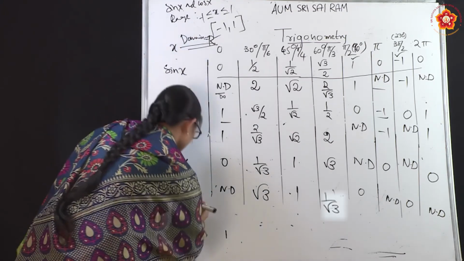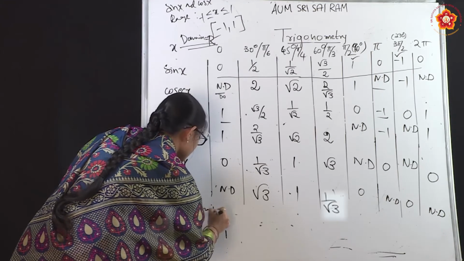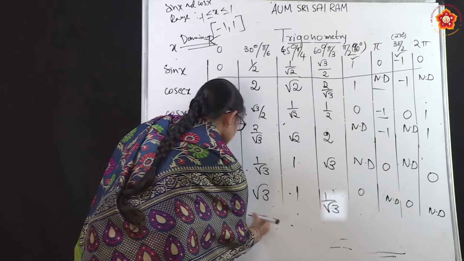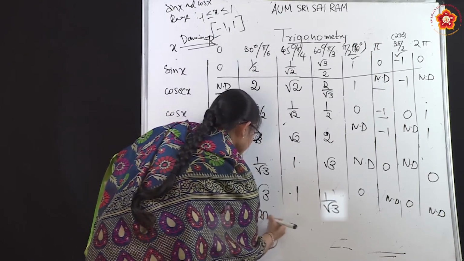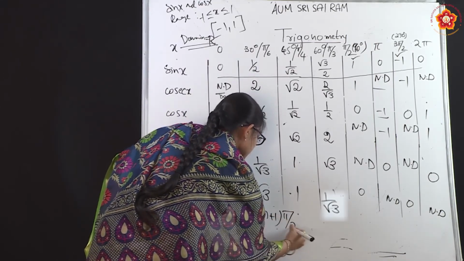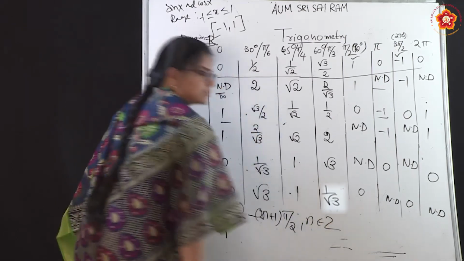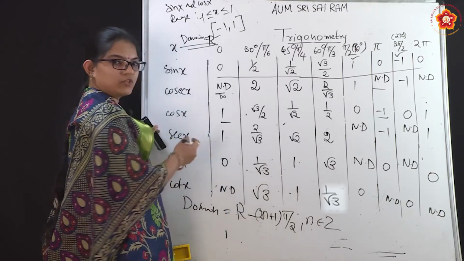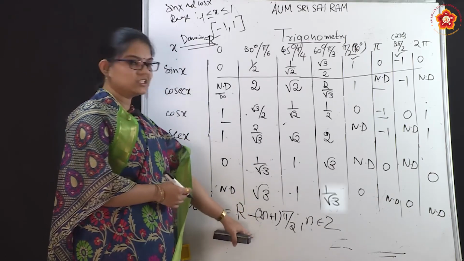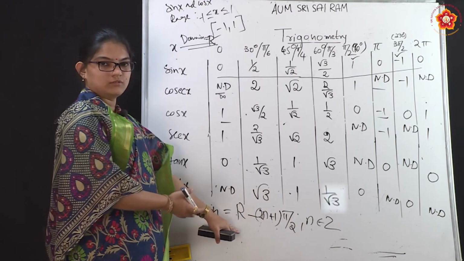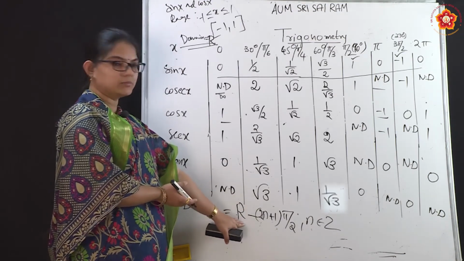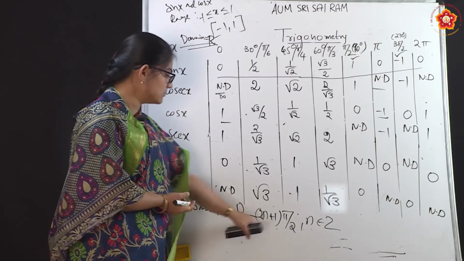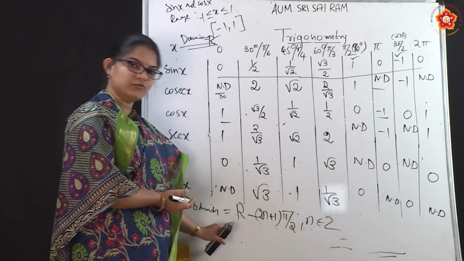So we have the domain for tan x will be all the real numbers except odd multiples of pi by 2, (2n plus 1) pi by 2 for n belongs to Z. For all the odd multiples of pi by 2, you get not defined. Where it is defined, for the remaining real numbers other than the odd multiples of pi by 2, you get the value for tan x. Therefore we can say R minus (2n plus 1) pi by 2 is the domain for tan x.